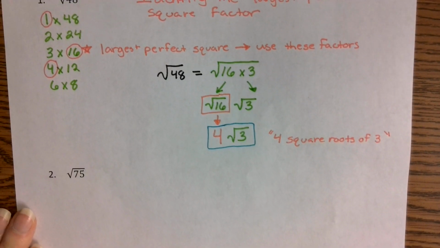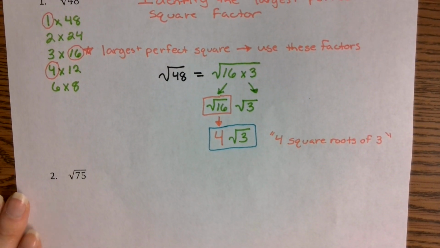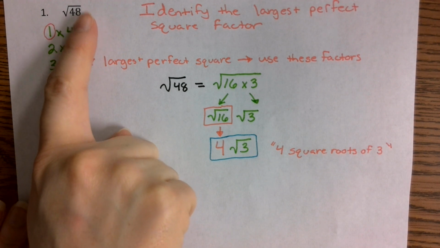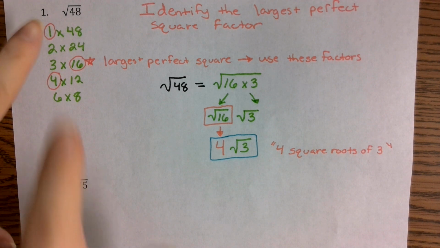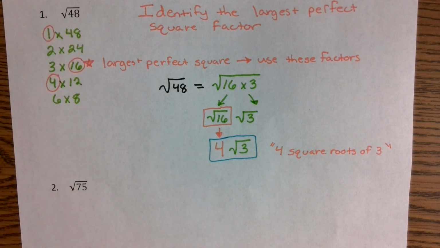So again, when you have a value that is not a perfect square, all you're going to do is factor it out. You're going to look for factors that can go into your value, and you're going to identify a factor that happens to be a perfect square. You always want to go with the largest perfect square.